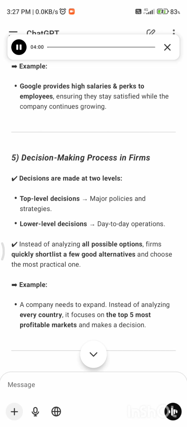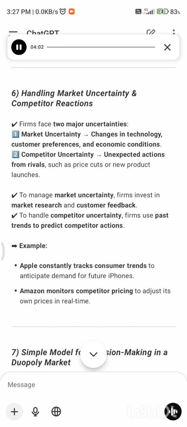6. Handling market uncertainty and competitor reactions. Firms face 2 major uncertainties. 1. Market uncertainty, changes in technology, customer preferences, and economic conditions. 2. Competitor uncertainty, unexpected actions from rivals, such as price cuts or new product launches.